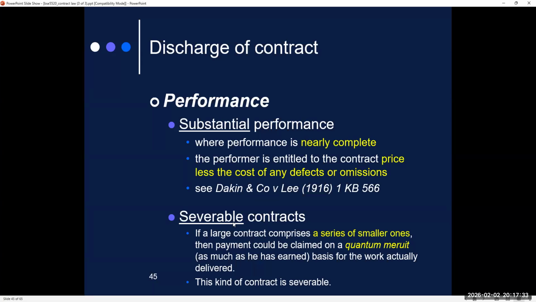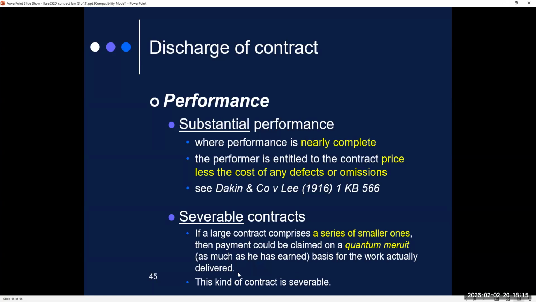Severable contracts. It comes from the word sever, not seven, not several, but sever, S-E-V-E-R. Sever meaning cut it, part by part. So if a large contract comprises a series of smaller contracts, payment could be claimed on a quantum meruit basis. Again, this is not ordinary English, it's italics, Latin. Meaning as much as he has earned for the work actually delivered.